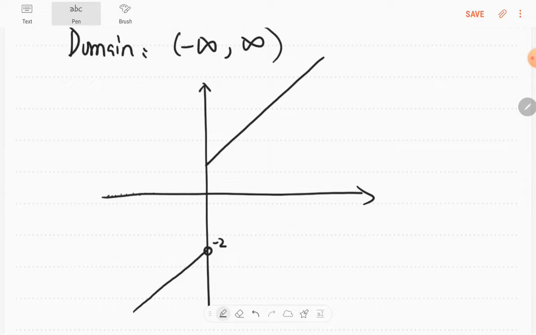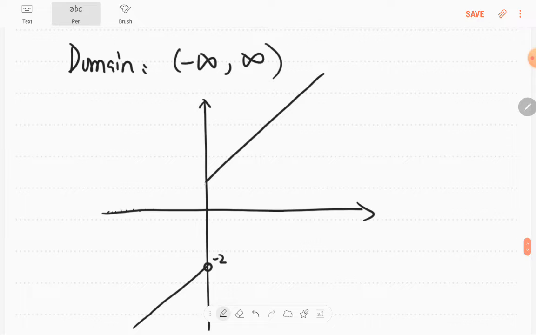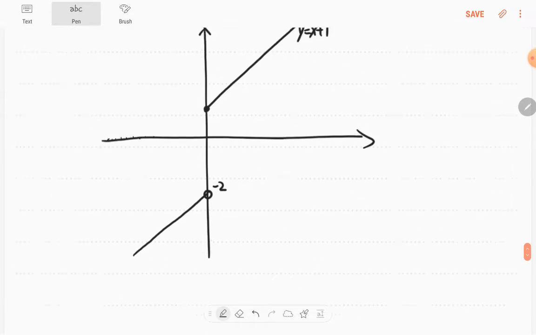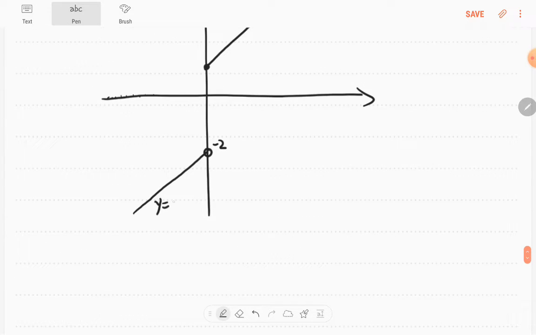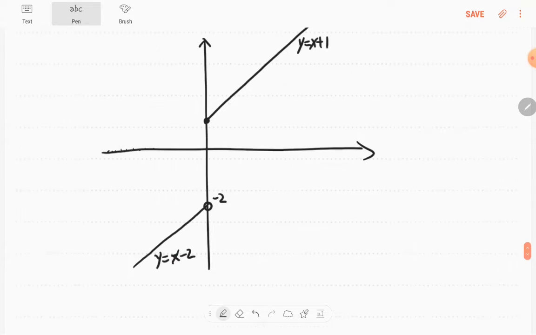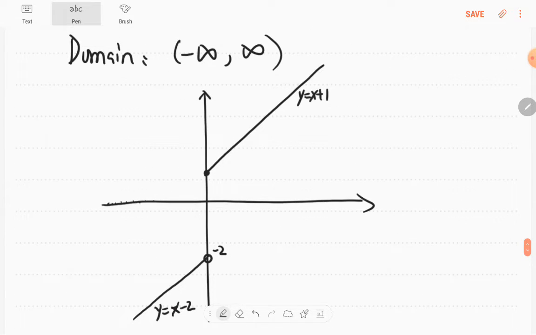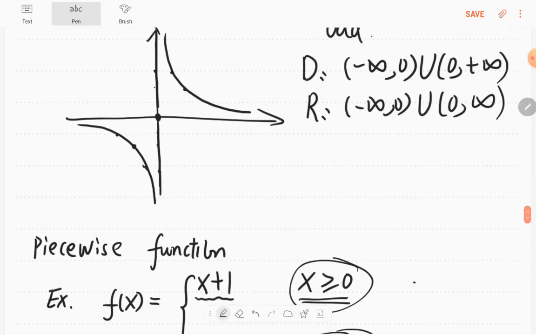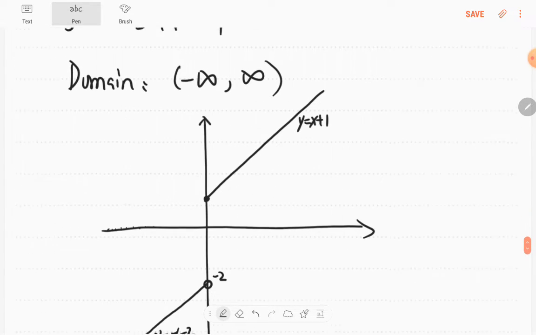This is x plus 1. And x can be 0, so this is a solid point. This is y equals x plus 1, and this is y equals x minus 2. This branch. So this is the graph for y equals this piecewise function. This is the graph for y equals f of x.